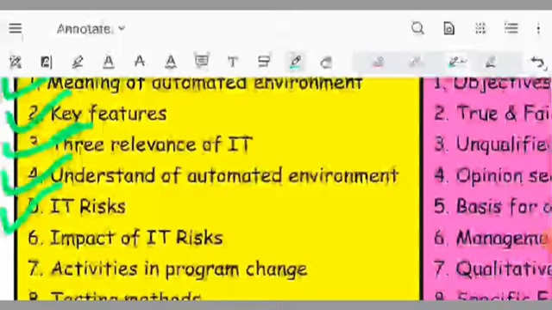Yes, let's move further. Next is impact of IT risk. We have 3 impacts: firstly on the controls, second on substantive audit, and third the reporting. In controls, we cannot rely on the IT dependent manual controls or automated controls, and for that we have to test substantively and perform more audit so that we can take the reliability.